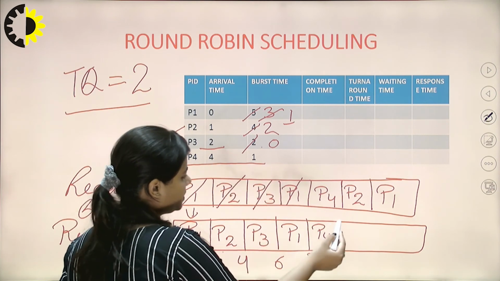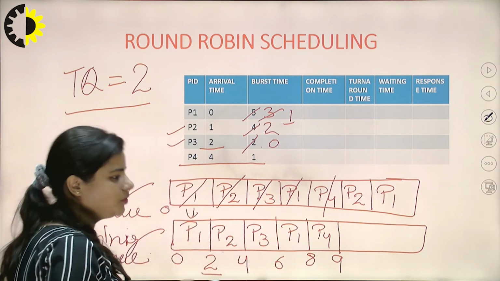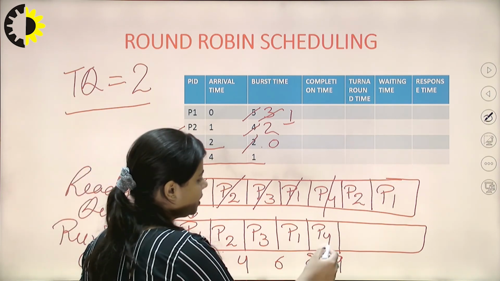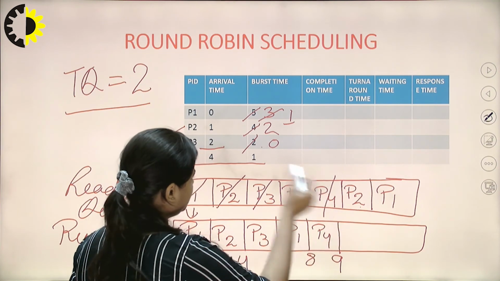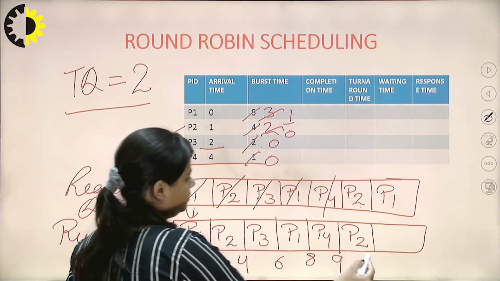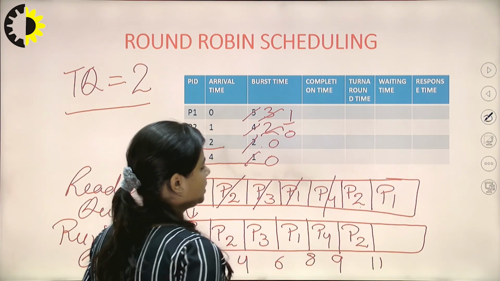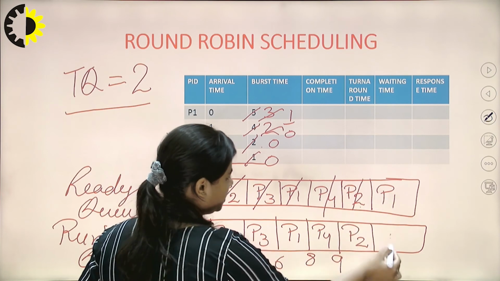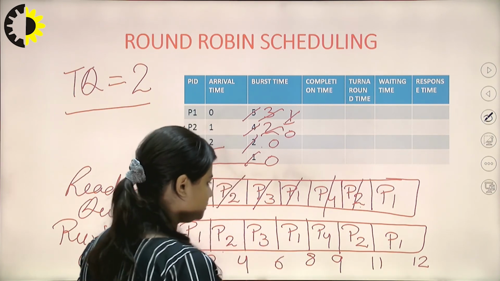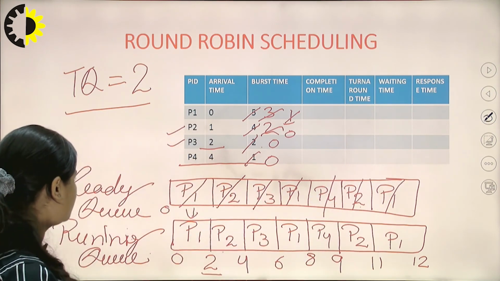P4 is requiring for only 1 second, means it will get CPU for 1 second. Doesn't matter, we are having time quantum of 2, because P4 is requiring less time, so it will remain in running queue. Now we are having P2 in ready queue. P2 is looking for CPU for 2 time, means 11, and it gets completed, so it will not move again to the ready queue. And we are having P1, which is looking for CPU for 1 time, okay, 12. So all these processes have been passed and completed their process.